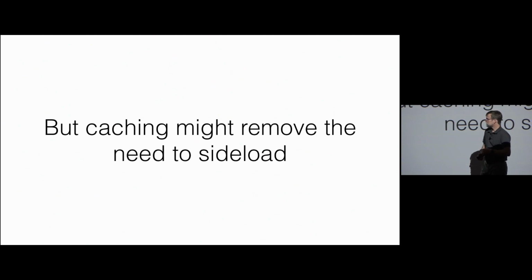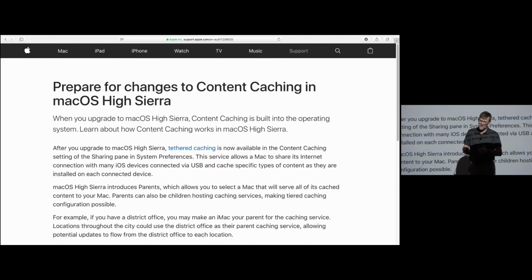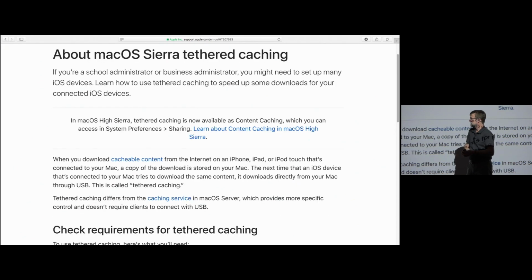But caching content services might make it so that you don't need to sideload content. That might make it so that you've got 200 people all trying to download GarageBand to their iOS device at the same time. They're getting it from the local content caching services. Apple provides information in support article 208025 about moving the content caching service from macOS Server right into macOS. It's just in there.